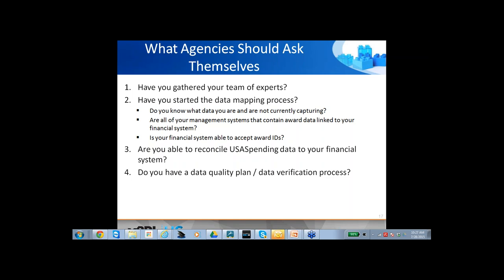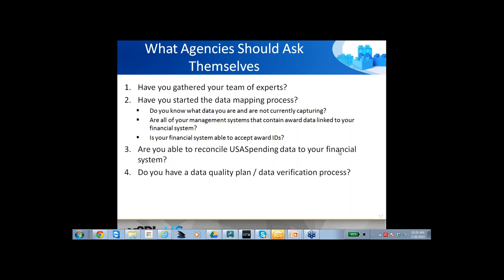But there are still some things that fall out. What we've found, though, is we are able to reconcile between the two systems. Since we are able to reconcile, that says to me, for Data Act purposes, the reconciliation and the verification between our awards and how we report them in our financial system is something that we understand and we can explain. If it's not something that you understand or can explain, then that's where a lot of work is going to be involved in trying to figure that out.